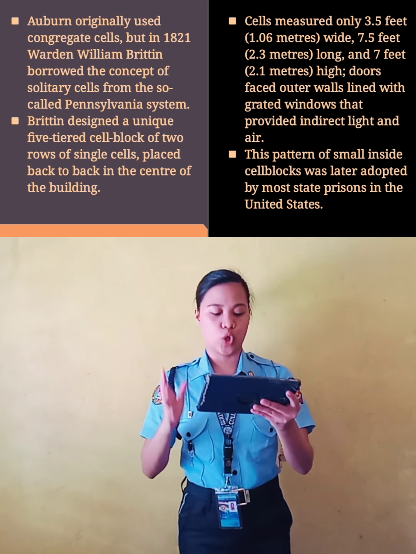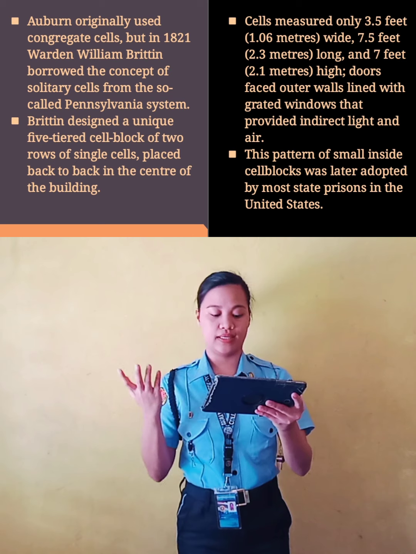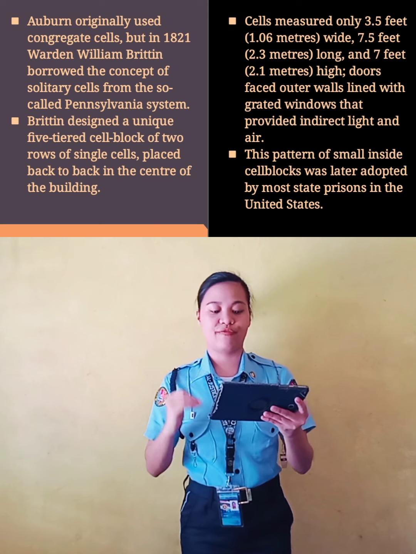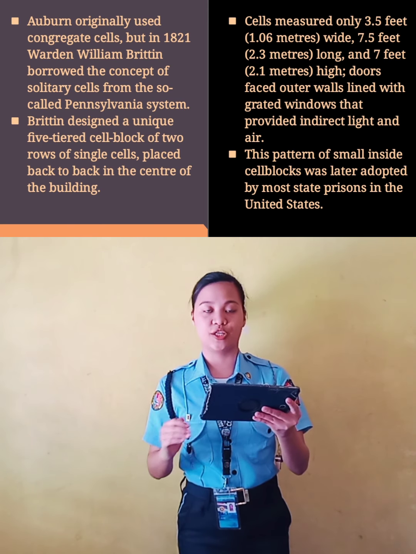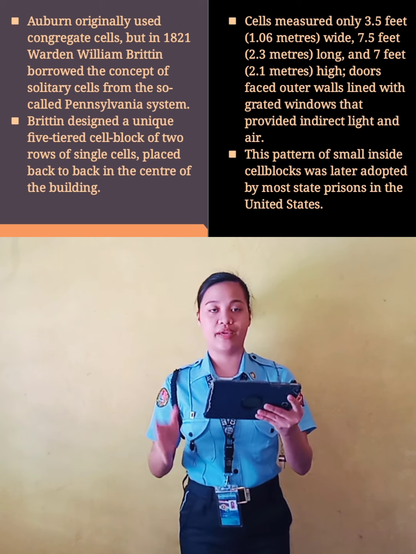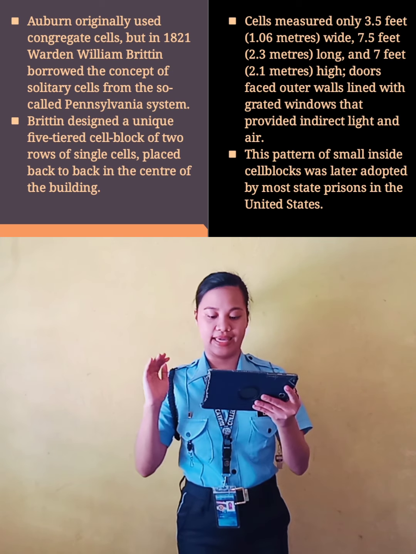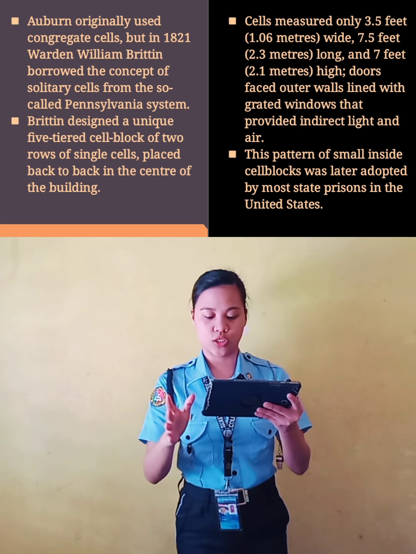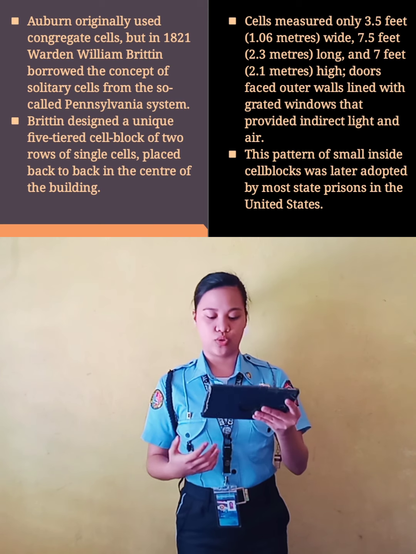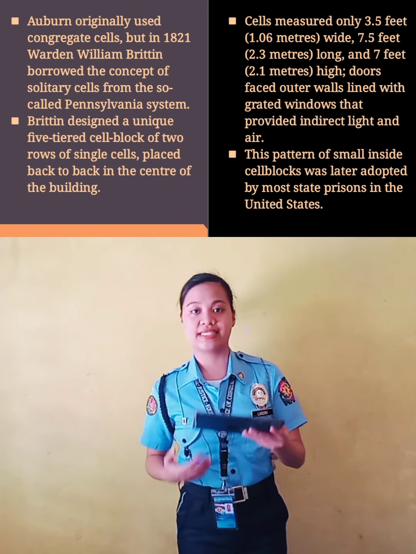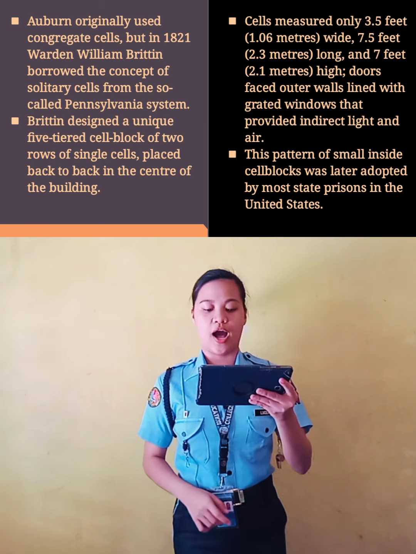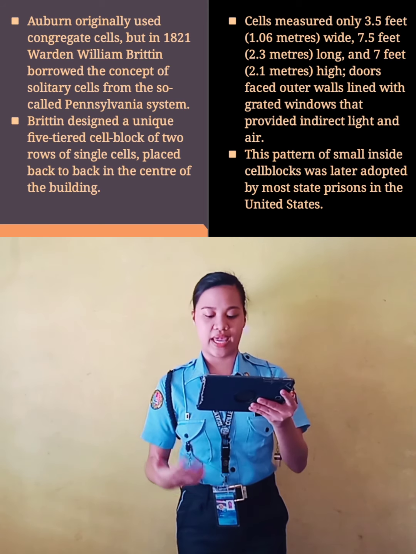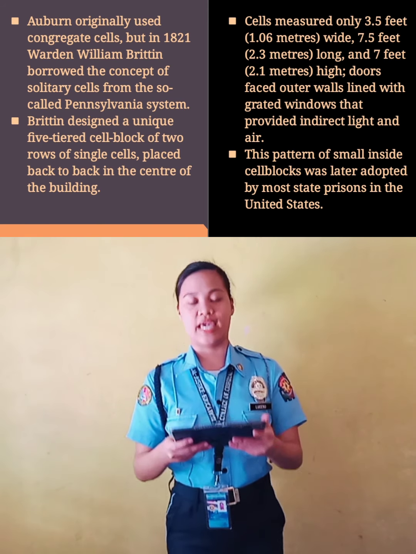This cell block of 2 rows of single cells placed back to back in the center of the building has the measurement of 3.5 feet or 1.06 meters wide and 7.5 feet or 2.3 meters high. Doors face outer walls lined with grated windows that provided indirect light and air. This pattern of small inside cell blocks was later adopted by most state prisons in the United States.